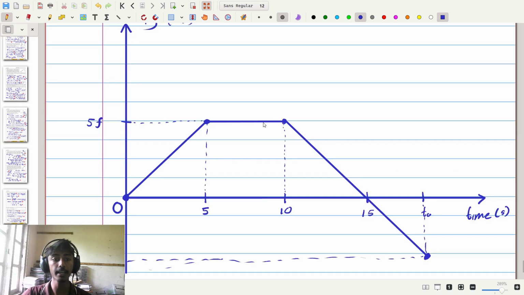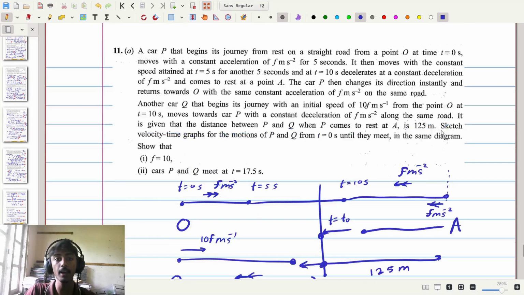So now I can label this motion as the motion of car P and continue to car Q. So I'm going to mark this as motion of car P and go up and read about car Q and make car Q's graph.